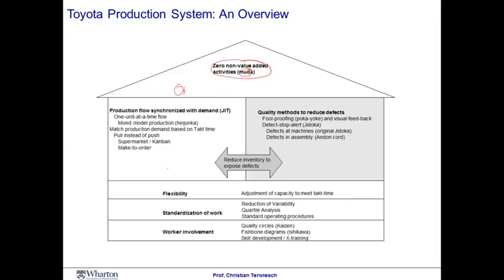Remember the teachings of Ono? There are 7 sources of waste. The most evil source of waste was inventory. Now, what does the Toyota production system do about inventory? Inventory gets avoided by synchronizing production flow with market demand.